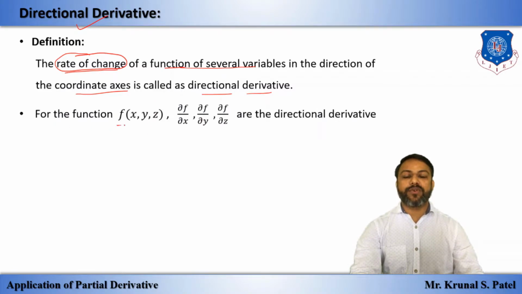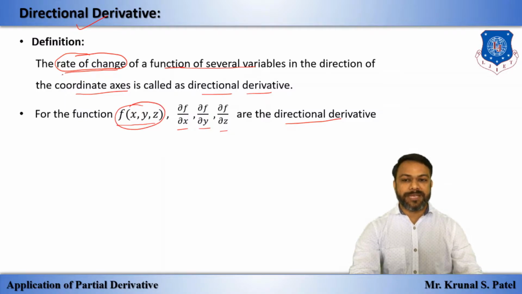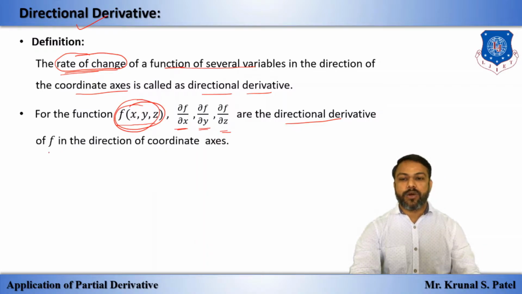For the function f of x comma y comma z, del f by del x, del f by del y and del f by del z are directional derivatives. These are the directional derivatives because the derivative of this function, that means rate of change of this function, is in the direction of x-axis, y-axis and z-axis, that is, in the direction of coordinate axis.